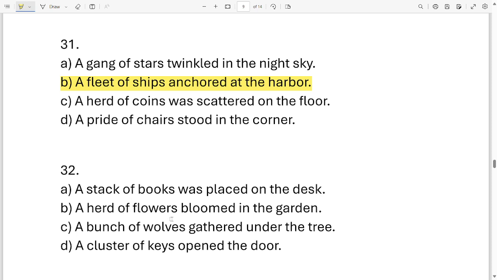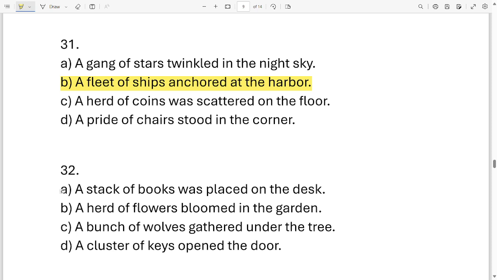A herd of flowers bloomed in the garden. A bunch of wolves gathered under the tree. A cluster of keys opened the door. Out of these 4 options, identify the sentence which uses collective noun correctly and choose your correct option, whether it is A, B, C, or D.